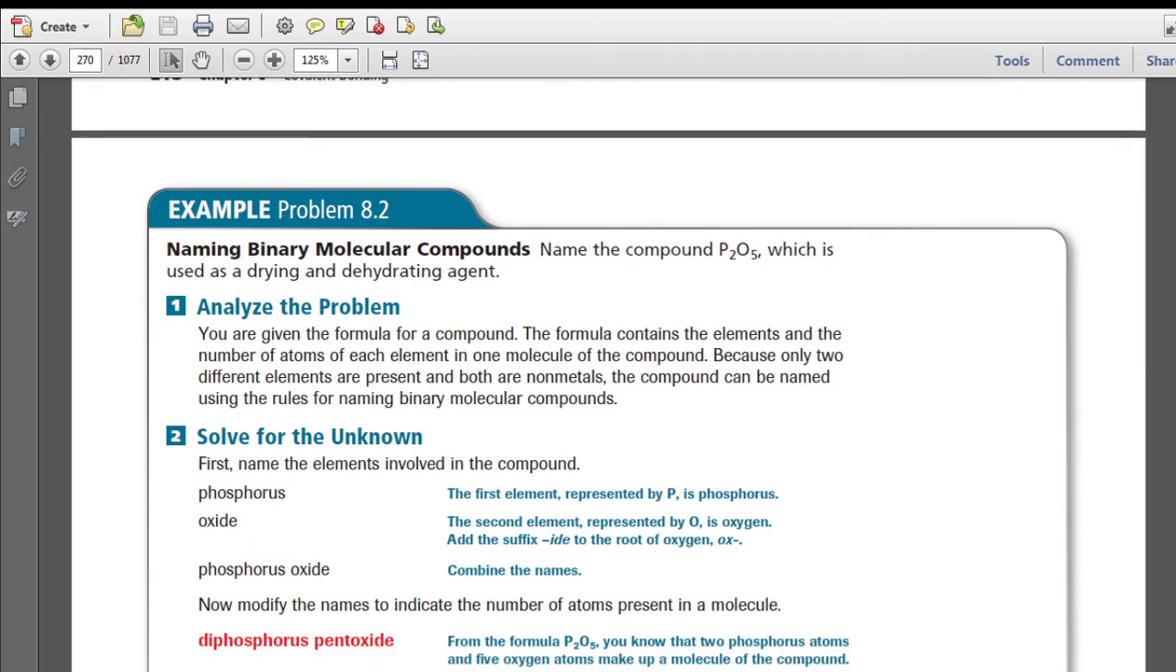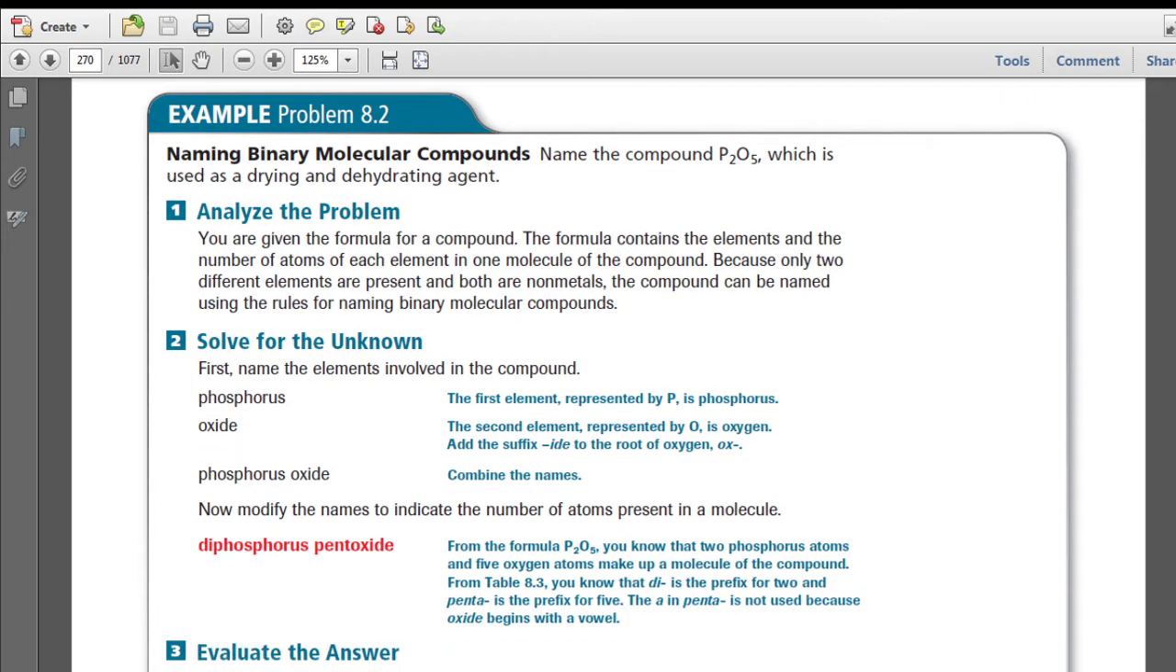Let's go ahead and name the compound P2O5, which is usually used as a drying and dehydrating agent. You're given the formula for a compound, and the formula contains the elements and the number of atoms of each element in one molecule of the compound. Because only 2 different elements are present and both are nonmetals, the compound can be named using the rules for naming binary molecular compounds. First, name the elements involved in the compound. The first element represented by P is phosphorus, and then oxide, because there is oxygen involved. All right, so we have something that looks like phosphorus oxide.